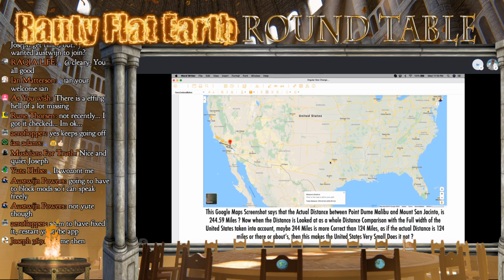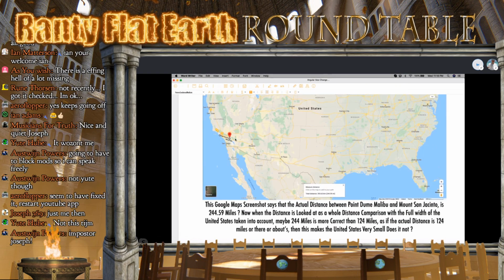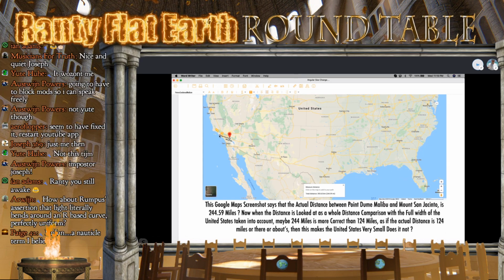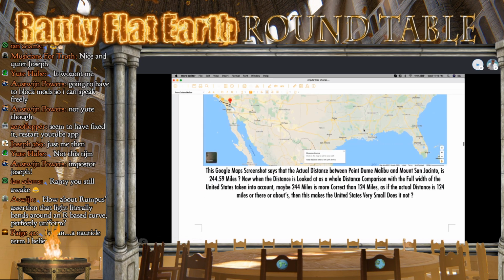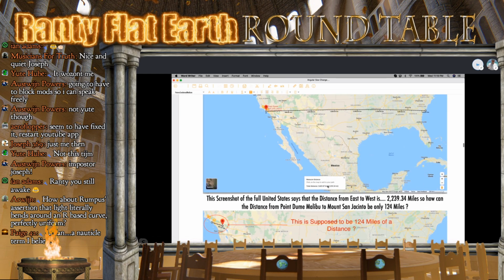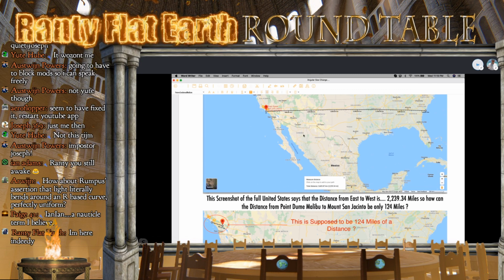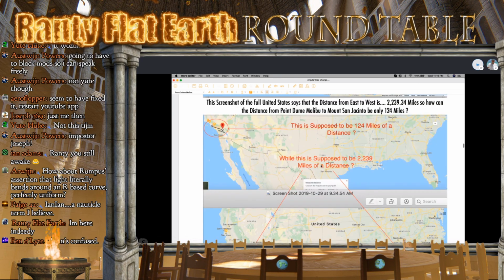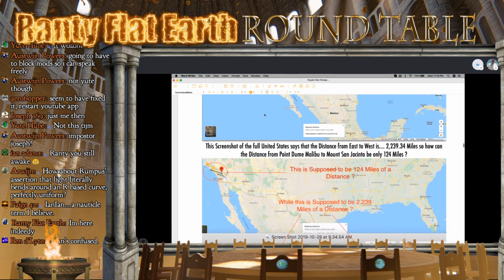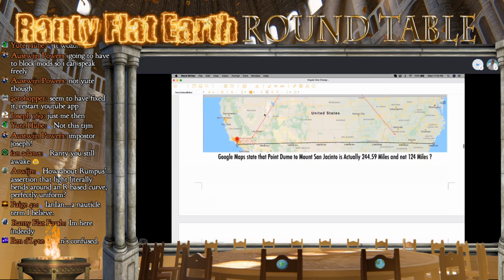Oh, I'm not going to go into that. That's just about Google Maps and the distance, and this being the 124 miles, and Google Maps calling it 244. So I don't know, if you look at the full distance across America, maybe it is further. But even 124 is phenomenal. What's the distance here? 2,239 miles straight across America according to Google Maps, and it's 244 miles from Malibu to Mount San Jacinto.